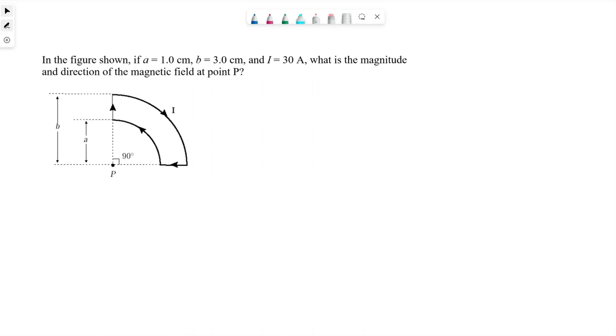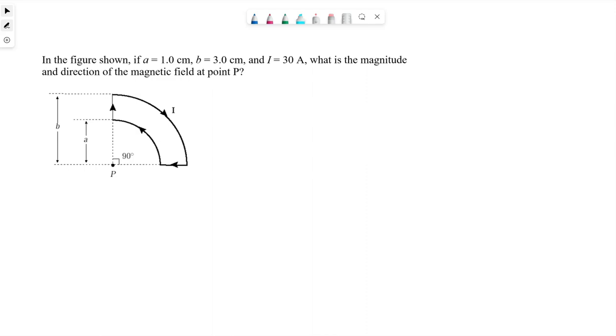We have another example here. In the figure shown, if A equals 1.0 centimeters, B is 3 centimeters, and I is 30 amps, what is the magnitude and direction of the magnetic field at point P?